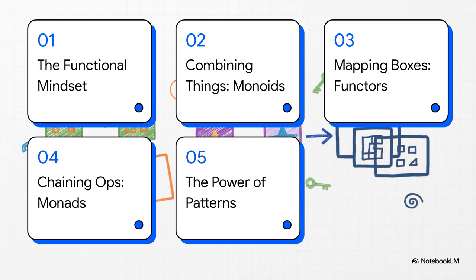Okay, here's our game plan. We'll start with the core mindset. Gotta get our heads in the right space. Then we'll build up, starting with the simplest pattern, monoids, then moving on to functors, and finally, we'll tackle the big one, monads. Let's get started.